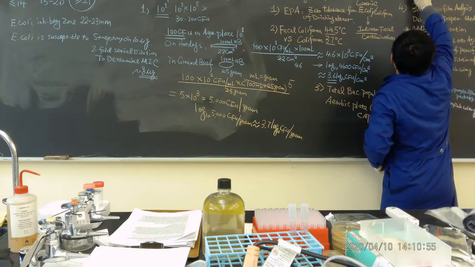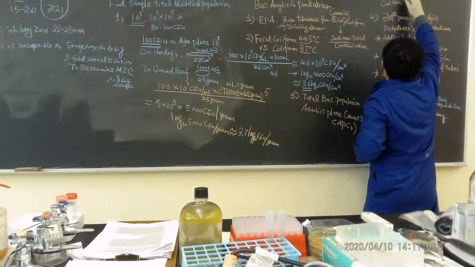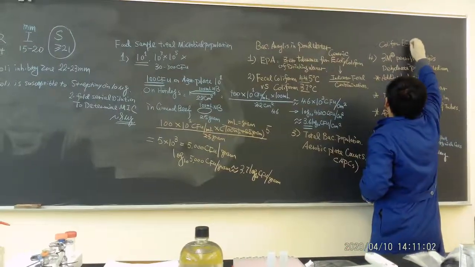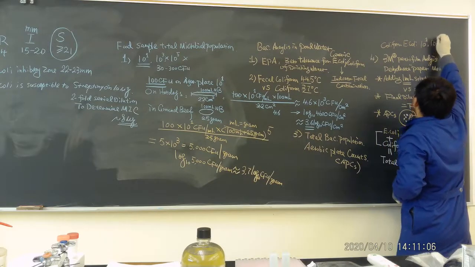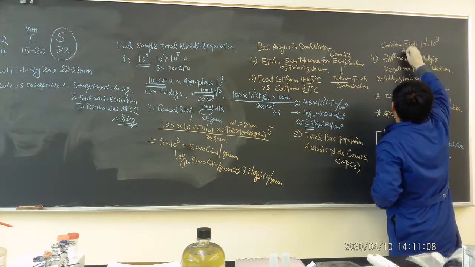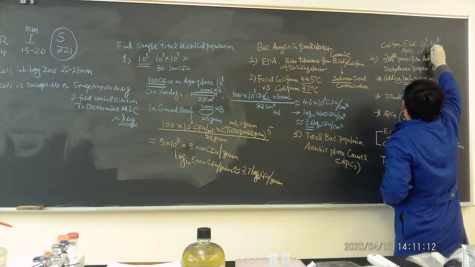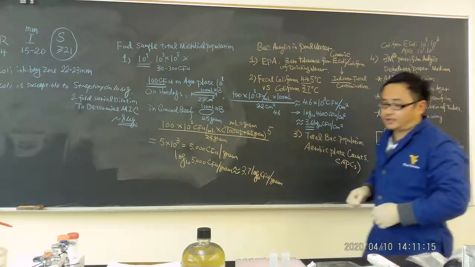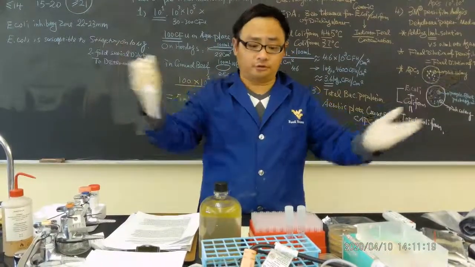So here, let's do it. For coliform, E. coli, let's do 10 to the 1, 10 to the 3 dilution. For APCs, let's do 10 to the 3, 10 to the 5 dilution. Okay, now how are we going to do it? You figured out the dilution, you already know how to do it, you do it.